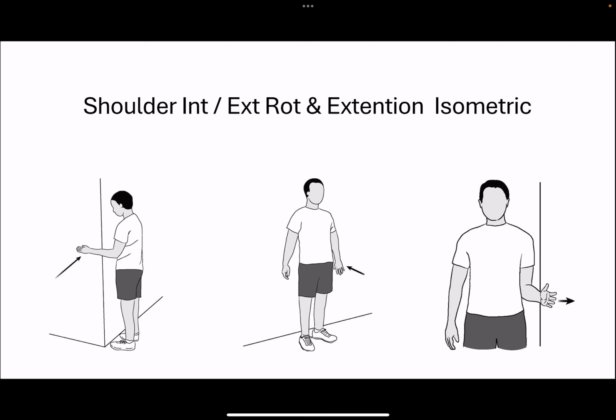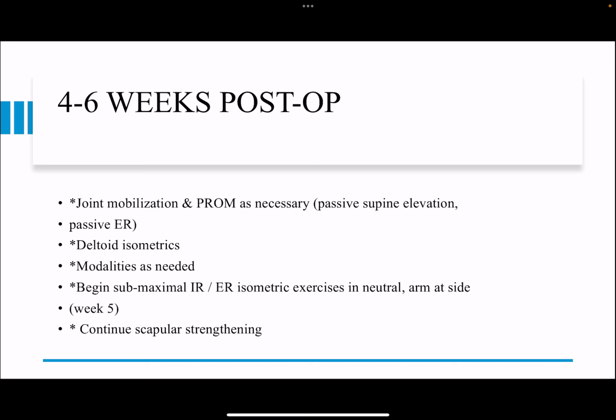Shoulder internal external rotation, and we will add extension isometric toward the wall here, the wall, sorry. 4 to 6 weeks post-operative, joint mobilization and passive range of motion are necessary. Passive supine elevation, as we mentioned before.